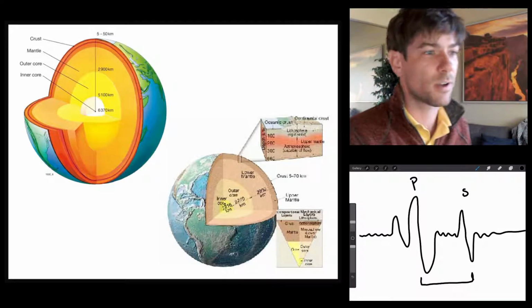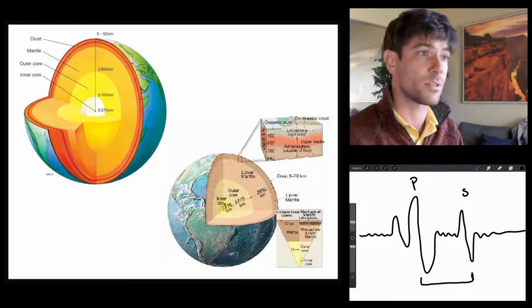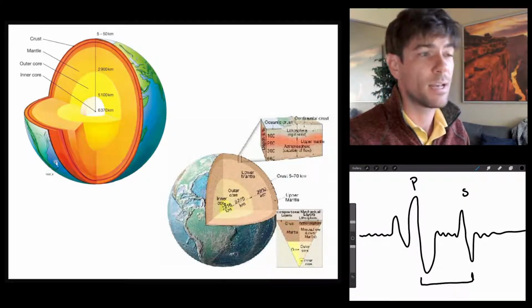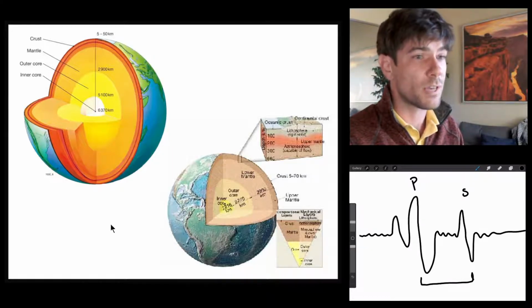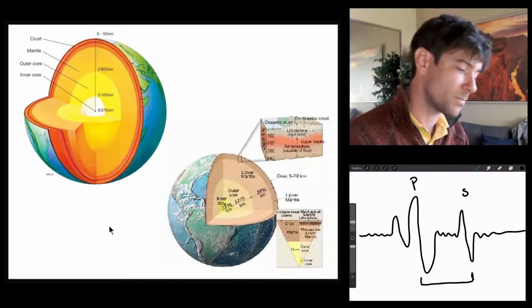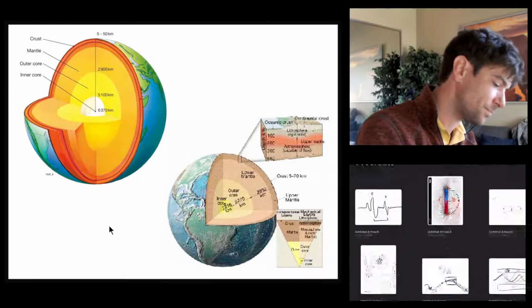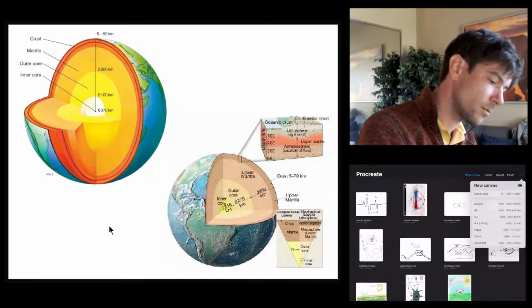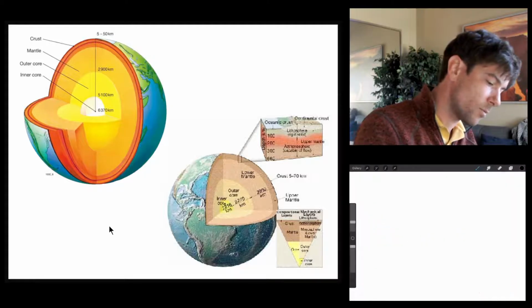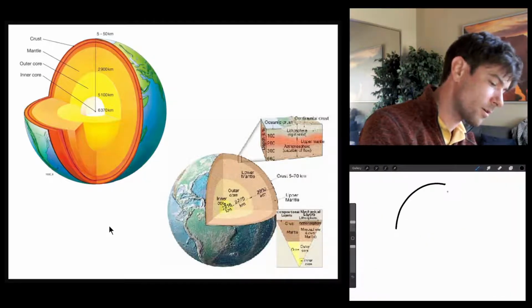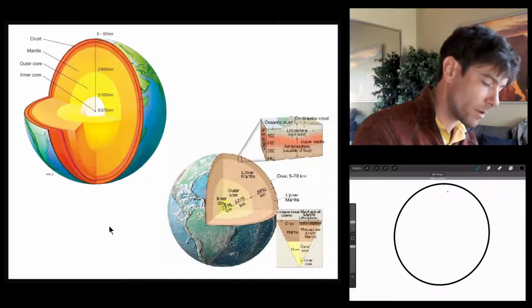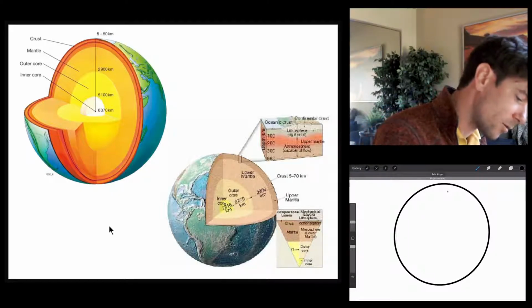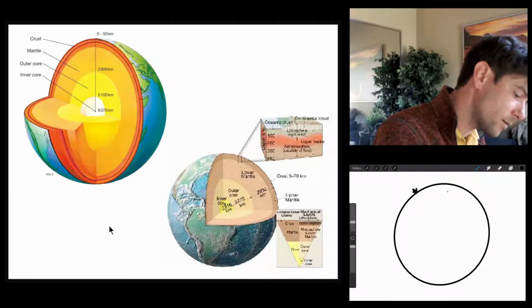Now this all pertains to the study of the Earth's interior. And so how do we know that the outer core is a liquid? Well, we know that the outer core is liquid because of this. Let's grab a new one. We have the Earth, and we have an earthquake somewhere here, right?